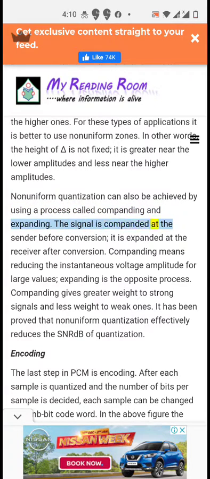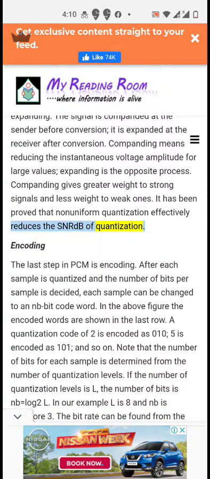The signal is companded at the sender before conversion, it is expanded at the receiver after conversion. Companding means reducing the instantaneous voltage amplitude for large values. Expanding is the opposite process. Companding gives greater weight to strong signals and less weight to weak ones. It has been proved that non-uniform quantization effectively reduces the SNRdB of quantization.